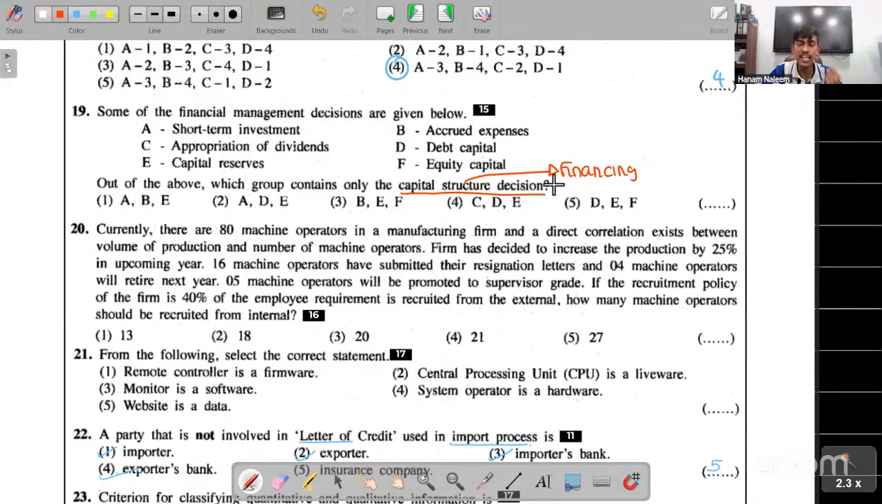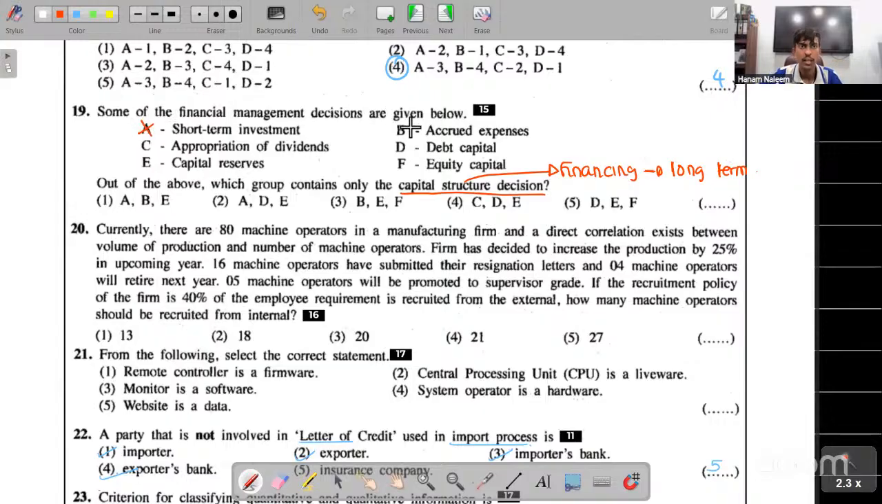Financing has two categories, short term and long term. So capital structure decisions are financing, and they fall under long-term financing, the way you get money for a long time. In long-term financing you mostly have two capitals, the equity capital and the debt capital. So we'll find the answers.